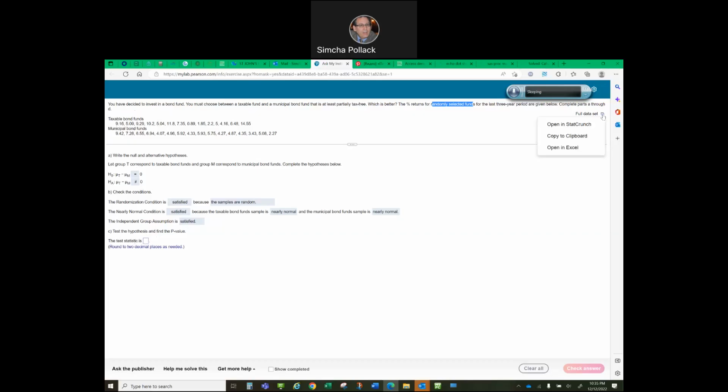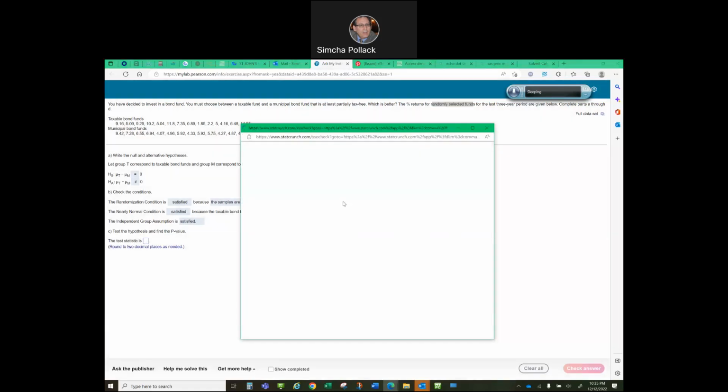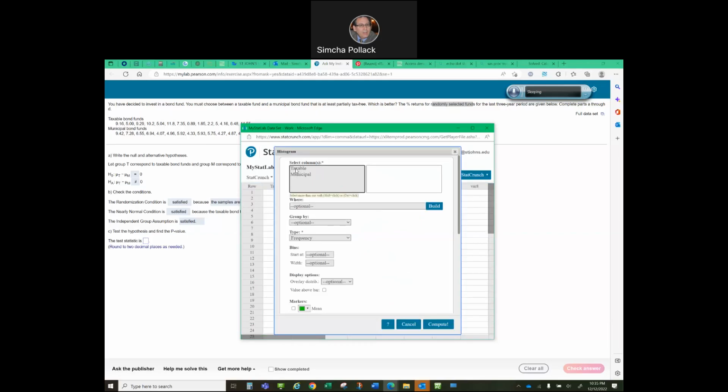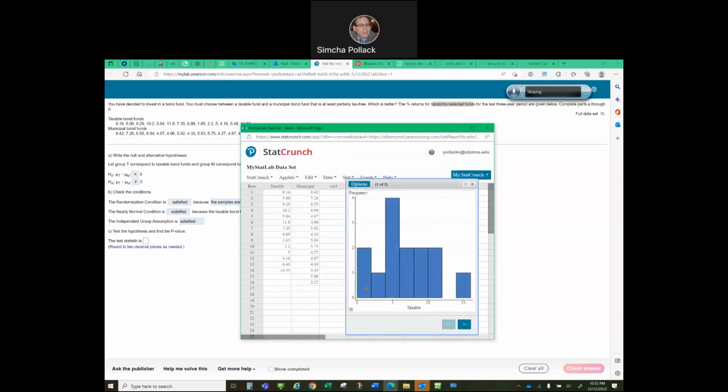So let's go to the data set, open StatCrunch. These are the two sets of data. It doesn't have to be the same number of numbers. Let's take a graph, a histogram, to verify that it's normal. I'll get both of them simultaneously. Let's just see what happens if we don't do any options. Compute. Yeah, I would say it sort of has a bell shape, a little bump in the middle, tails off at the end. It's nearly normal.